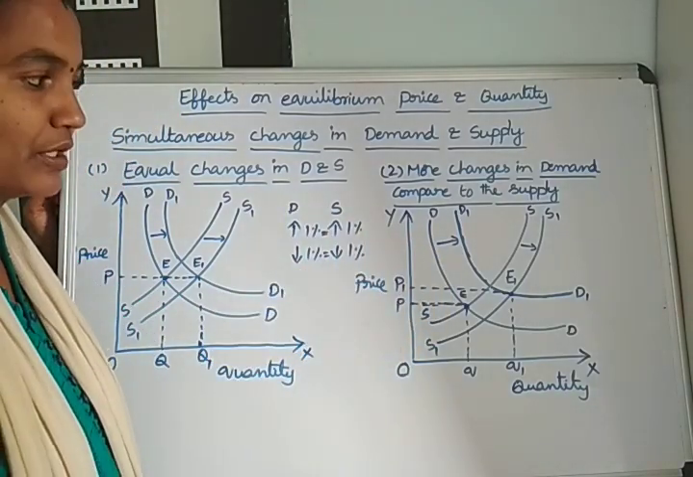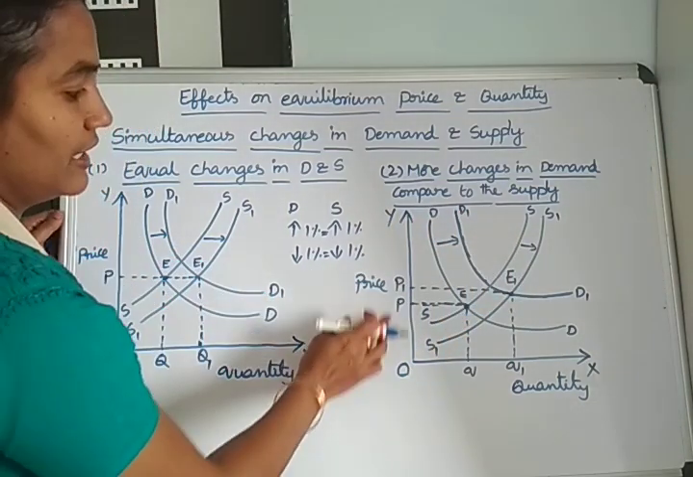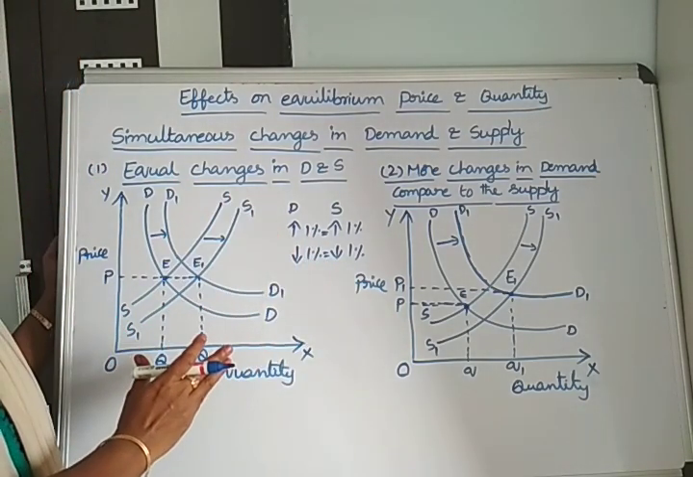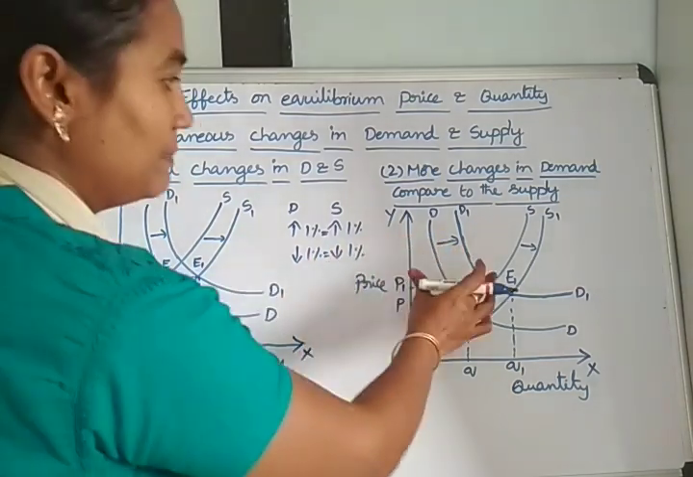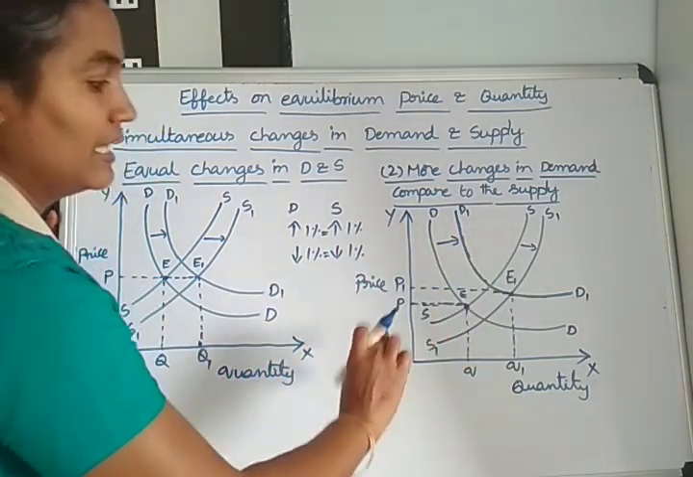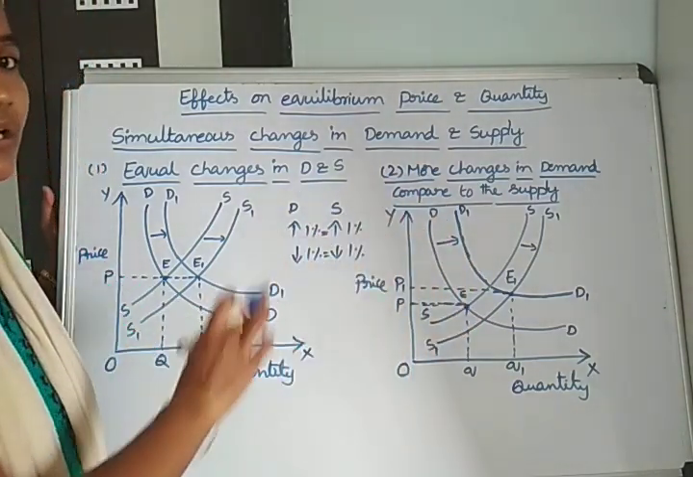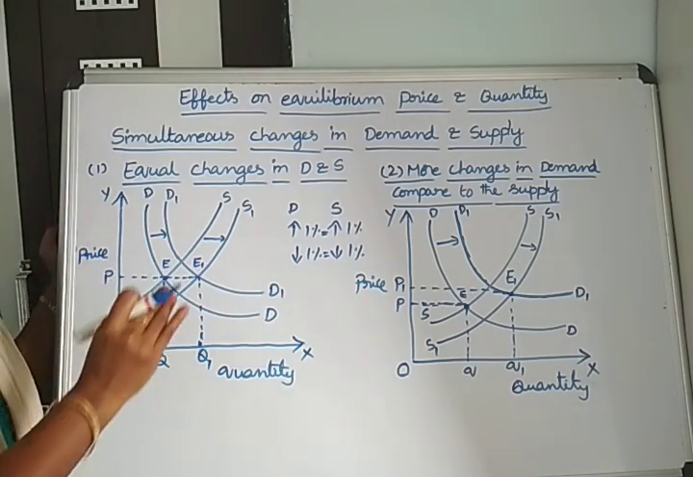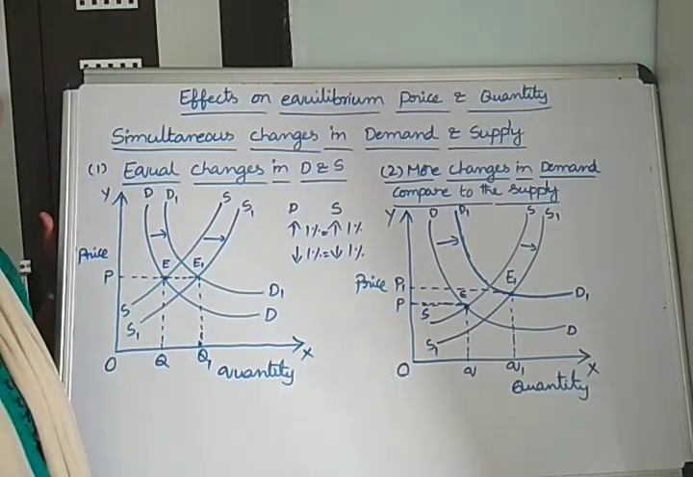Compared to quantity demanded, the supply of the commodity is less, which is the main reason for the increase in the price. When there are equal proportionate changes in demand and supply, there is no change in the price. If quantity demanded changes more than supply, then the price of the commodity increases. Based on this, we got two important points: equal changes, no change in the price; more changes in demand than supply, the price of the commodity increases.